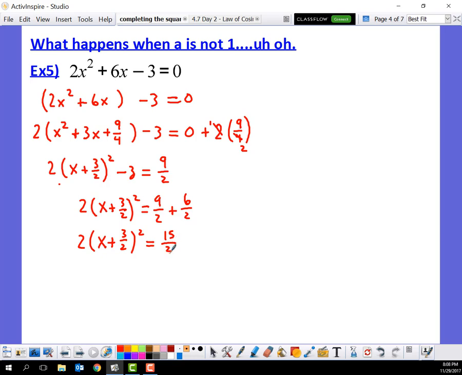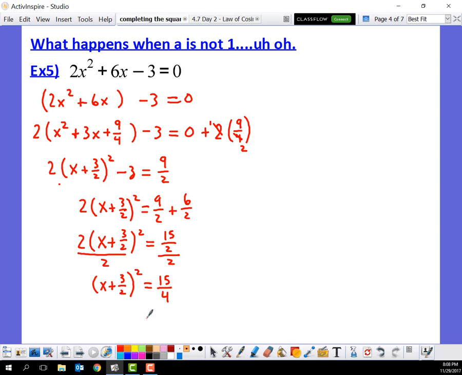Now we're getting closer. Before you take the square root of both sides, divide both sides by 2. So what I have is x plus 3/2 quantity squared equals, now you've got to remember some things about fractions. Dividing 15/2 by 2 is the same as multiplying that by 1/2. So that'll end up being 15/4.